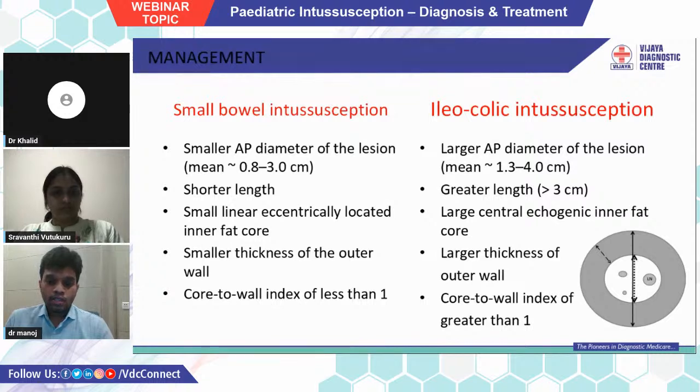And the core to wall index is taken. It is the ratio between the central fat core and the outer wall. Because the fat core is larger in the ileocolic type of intussusception, the core to wall index is greater than 1 in the ileocolic type, and it is less than 1 in the small bowel type.